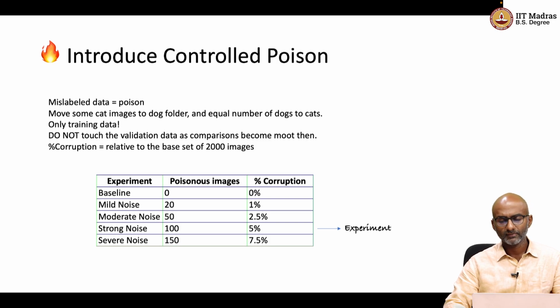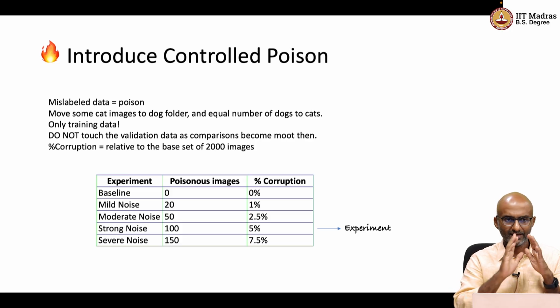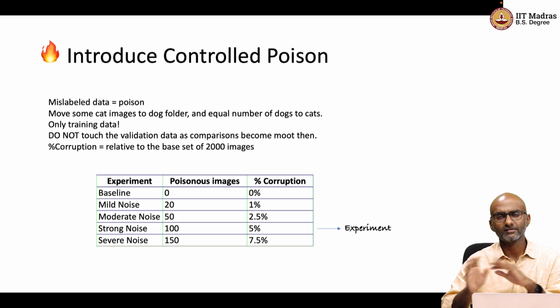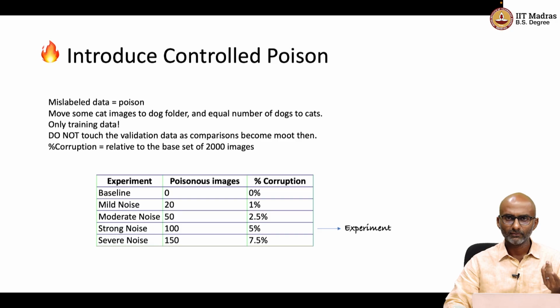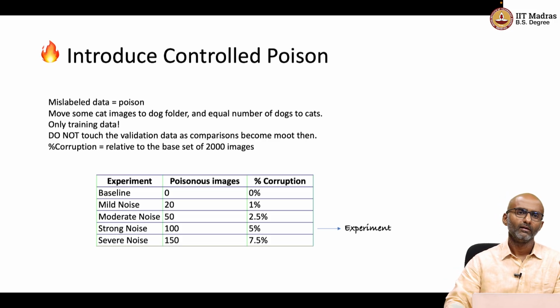So the way I'm going to do it is by moving an equal number of cat images to the dog folder and dog images to the cat folder. Why an equal number? Because I don't want to modify the code, right? The code is expecting the same vector size for both classes that are possible in this classifier problem.